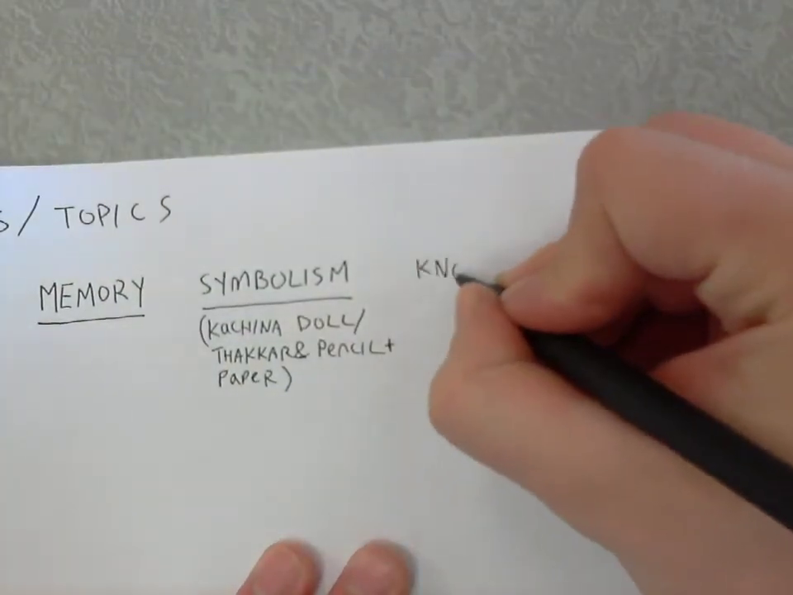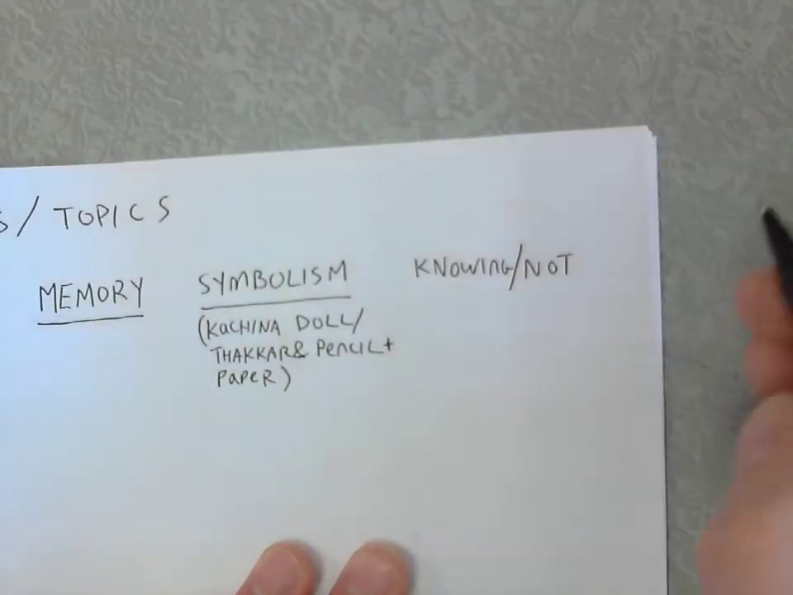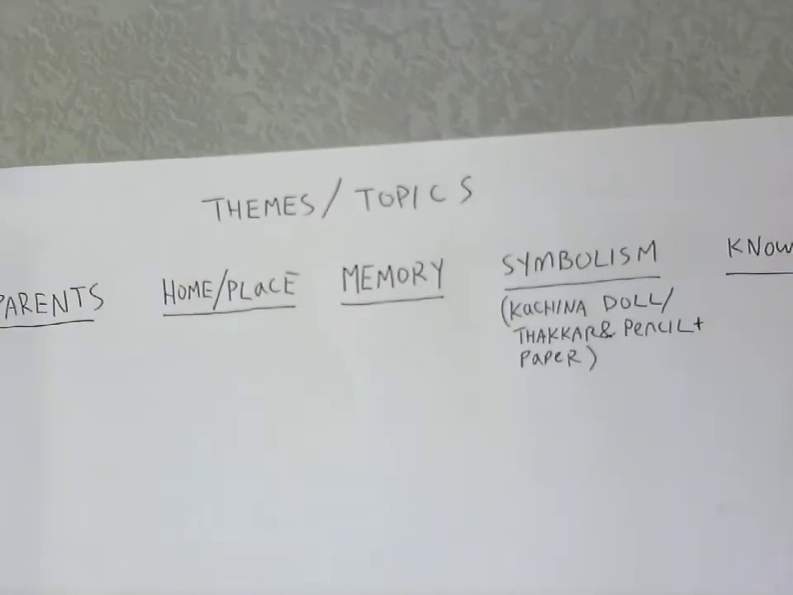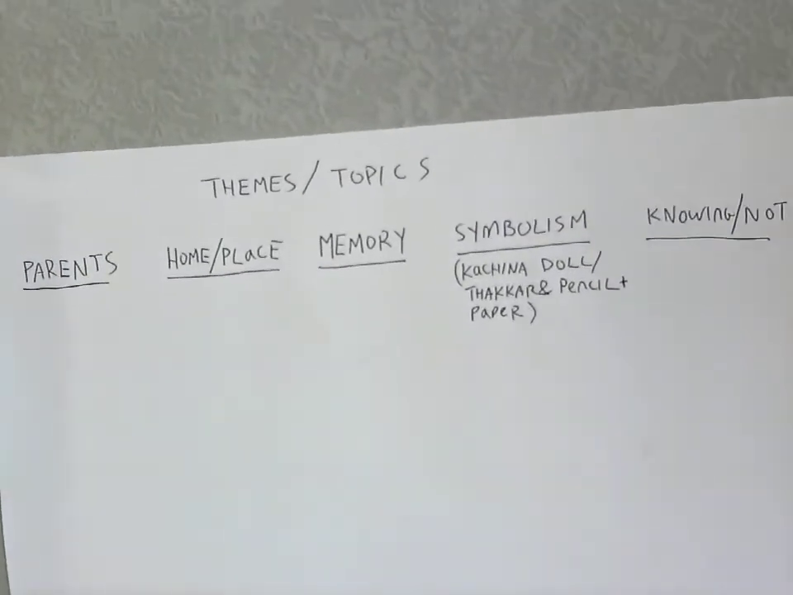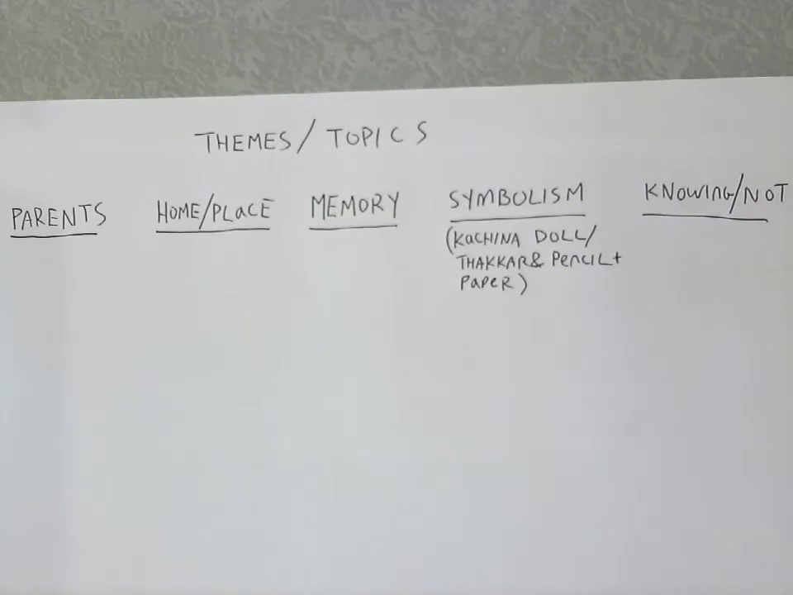Knowing, not knowing. Wait, you added 5 things? I added 5 things. So how many groups do we have? Should we split this up and each group take a topic? Or should we have each person in your group take a topic? No, just split it up in 5 groups. Yeah, that's a better idea.